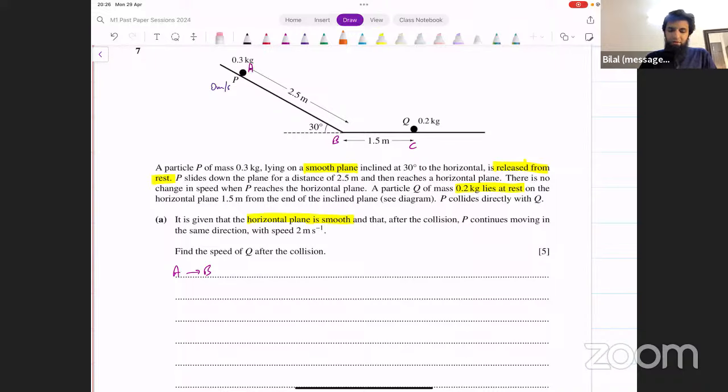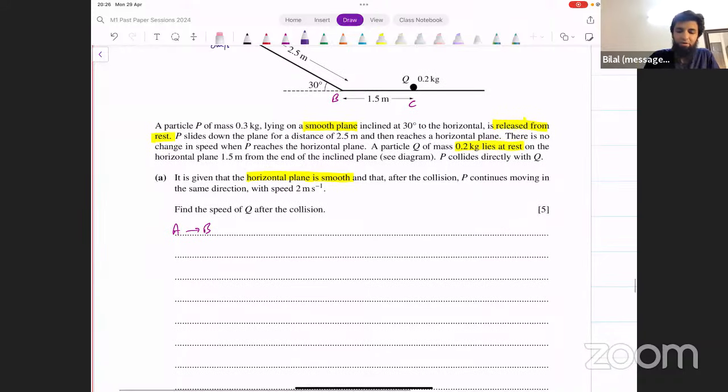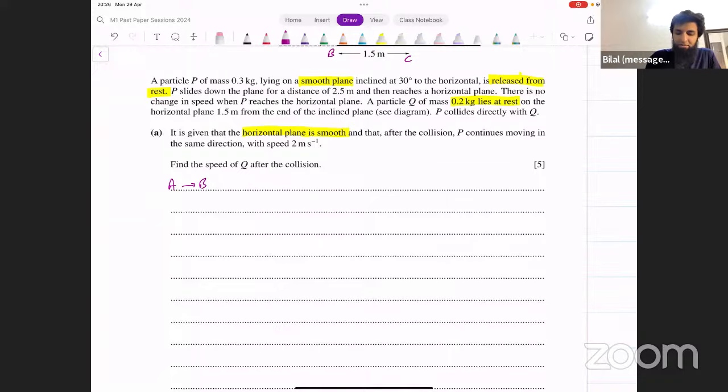And the only force acting on the particle P is its weight, right? It's released from rest here, and it's a smooth surface. If it's a smooth surface, that means there's no friction, no resistance. The only force acting is the weight of the object, okay? Now we know whenever there's a smooth inclined surface and weight is the only force acting on the object, acceleration of the object in that part is given by 10 sine theta.